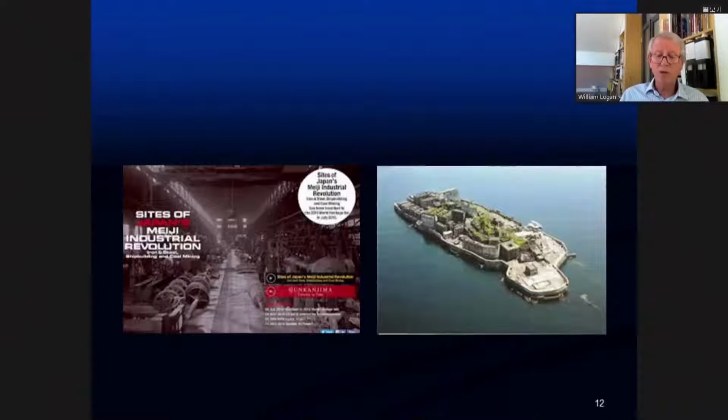When approving the nomination, the committee requested the preparation of, quoting, an interpretive strategy for the presentation of the property that would allow an understanding of the full history of each component site. The committee also requested Japan to make a progress report in 2 years' time.